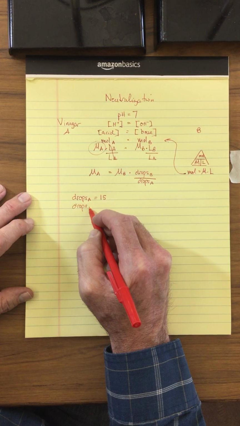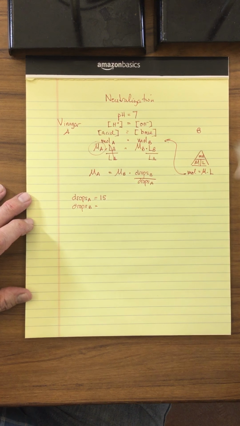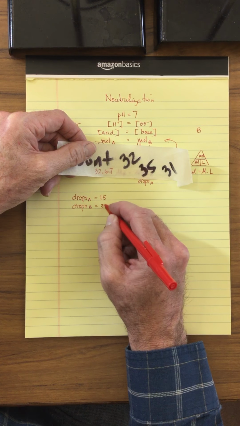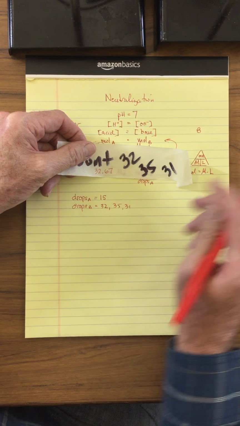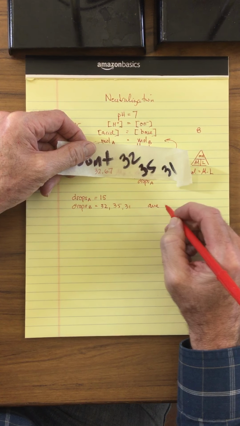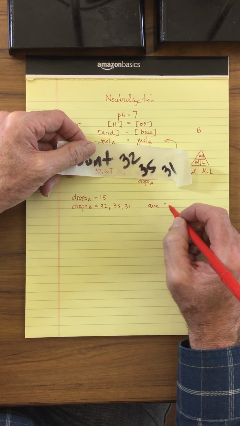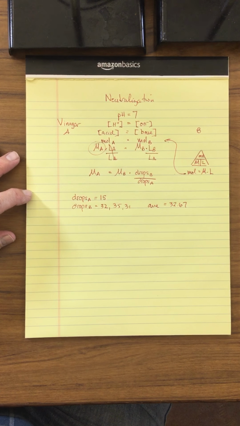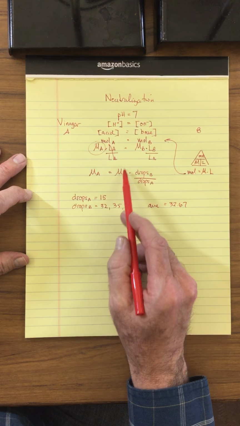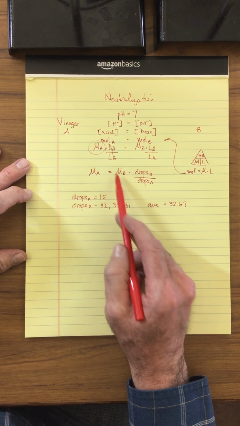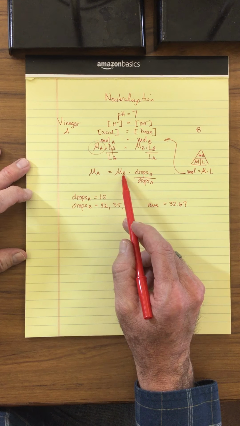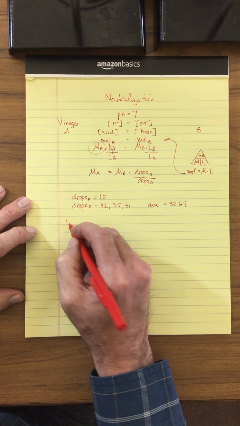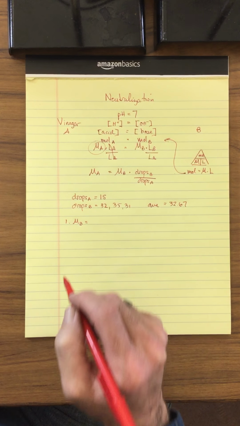My drops of my base, I have the data right here. We have 32, 35, and 31. And if you take the average of that, the average drops of base is going to be equal to 32.67. So we have the drops of base, we have the drops of acid. We can calculate the molarity of the base by what we started with. So that's going to be step number one: we need to calculate the molarity of the base.